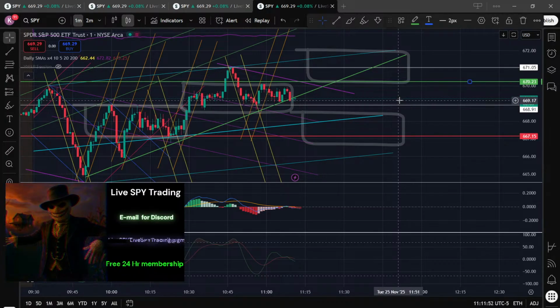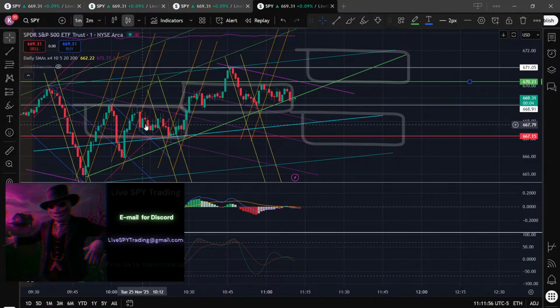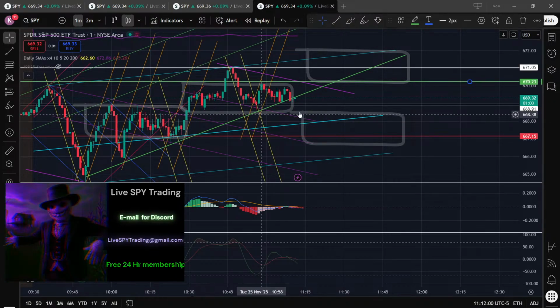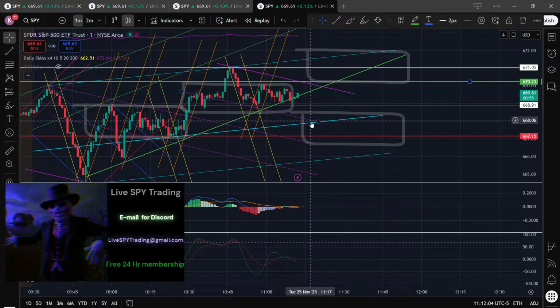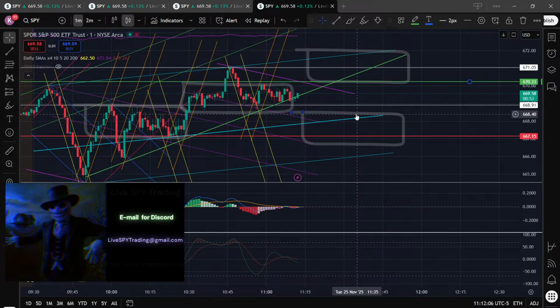If you're not interested in going through this over here, because look at the price action over here. If you know you don't have the stomach to survive that, then just wait till we get underneath it.